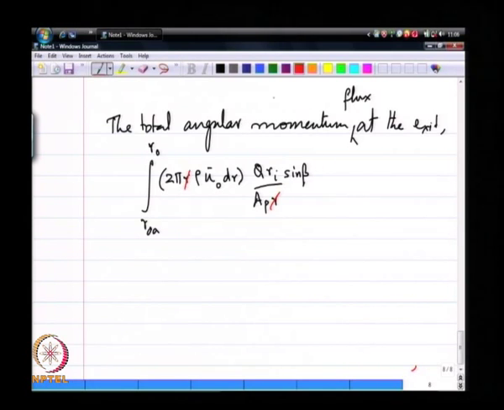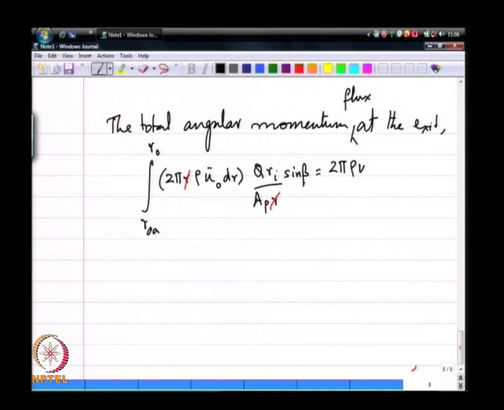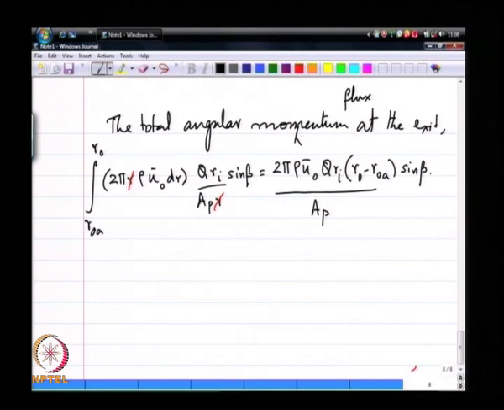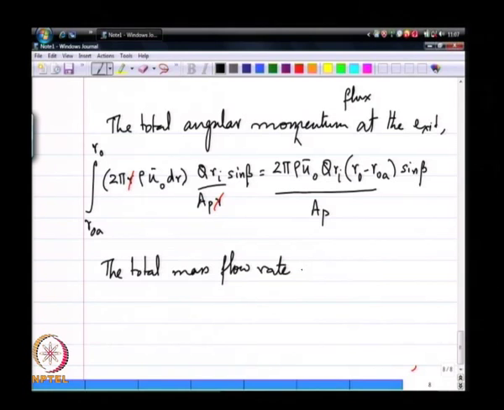And essentially what do I have? This gives me you essentially have a constant, and the integral dr going from r 0 a to r 0 gives me just the difference between the radii. The total mass flow rate exiting the nozzle is rho u 0 bar times a 0 minus a 0 a.